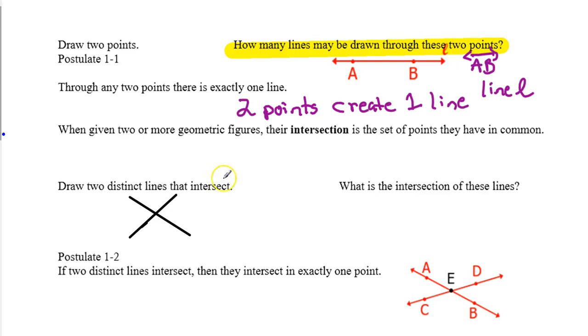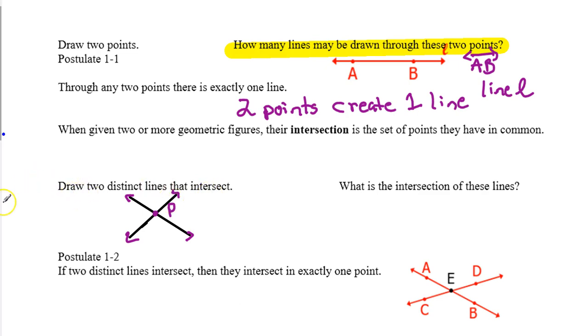Two or more geometric figures, their intersection is the set of points that they have in common. So let's see this. Draw 2 distinct lines that intersect, and I've done that already. I'll put the arrows on them to indicate that they're lines. And we can see very clearly, what is the intersection of these lines? Well, they intersect at a point. Let's call that point P.